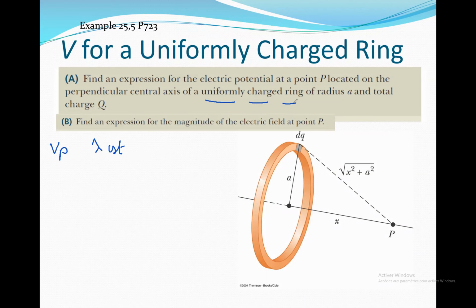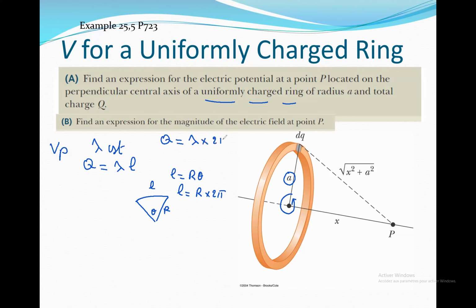We have a ring, it means we have a one-dimensional object. In this case, we have Q total equals lambda times L total. L is the length of the perimeter of the ring. If we have L with angle theta and radius r, you can say L equals r times theta. In the case of a ring, theta equals 2 pi. So L total equals r times 2 pi. In this case, r equals a, so we can write Q equals lambda times 2 pi a.